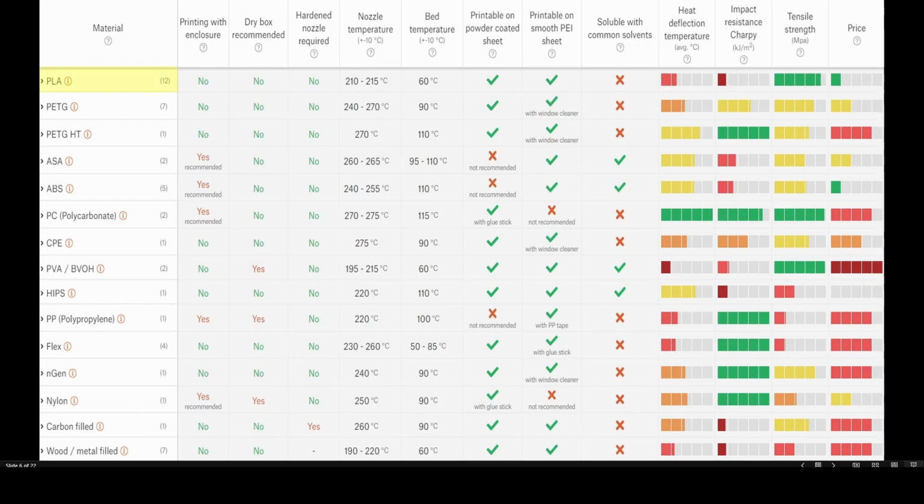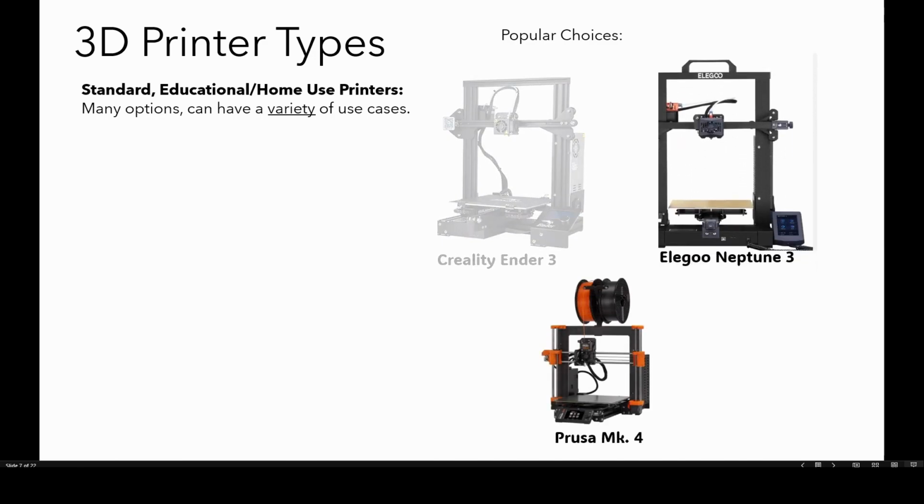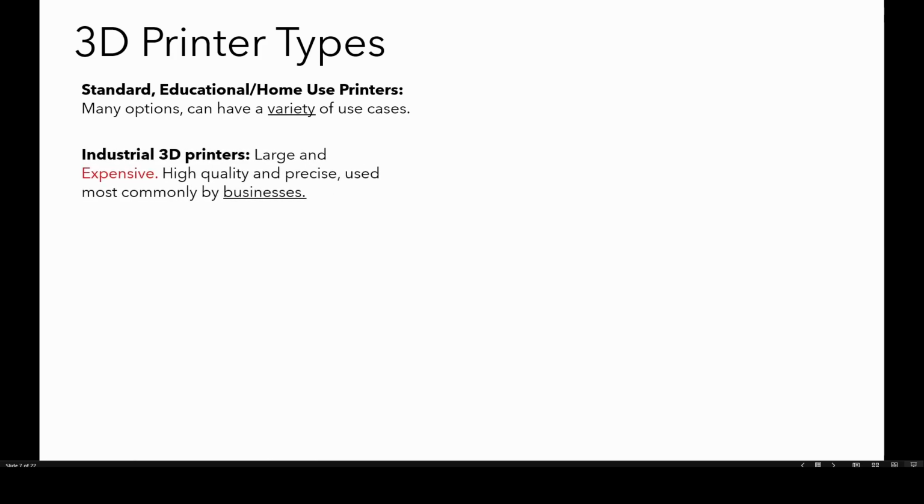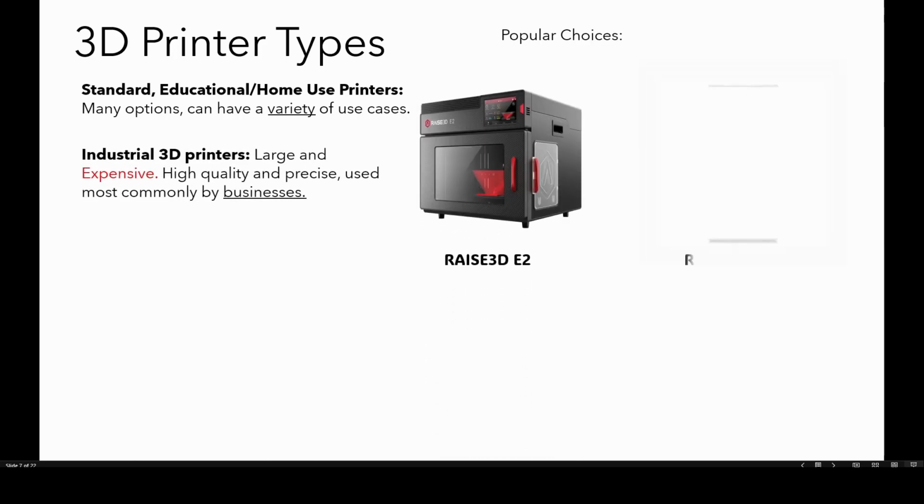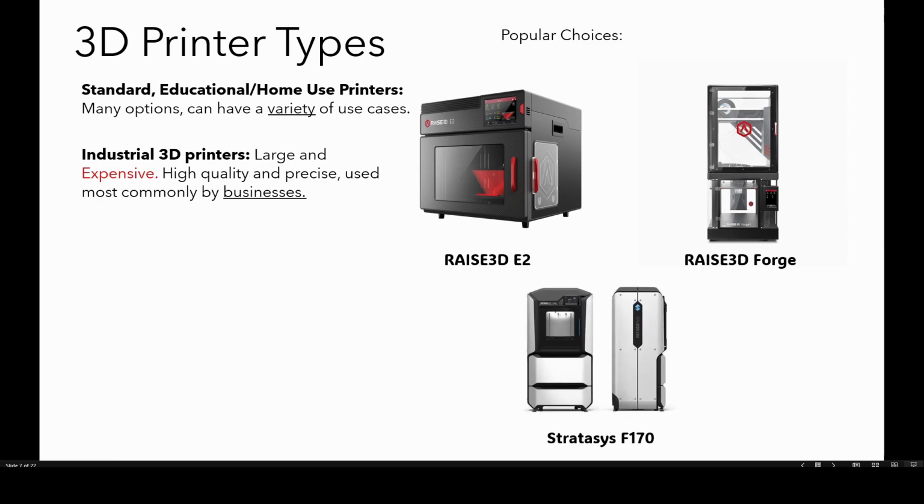Next up, we have the different 3D printer types. Some variations of the 3D printer include industrial use printers, resin printers, and just the standard 3D printer. Industrial 3D printers are often large and very expensive. They often have a very large print bed that allows for large objects to be manufactured. Those printers are also often higher quality and very precise compared to standard ones.